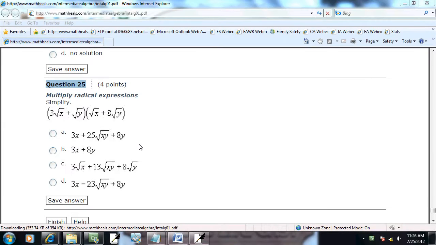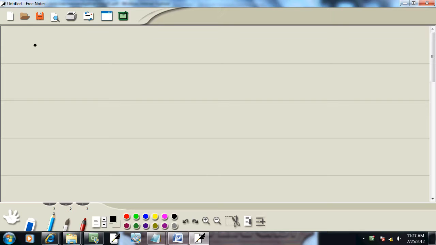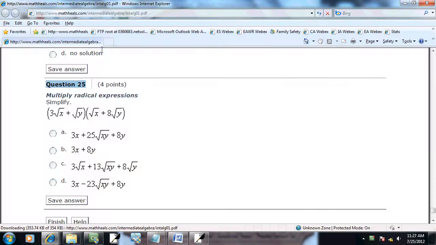Let's take a look at problem number 25. Multiplying radical expressions together. And really, there is no step-by-step here because each one of these could look different.